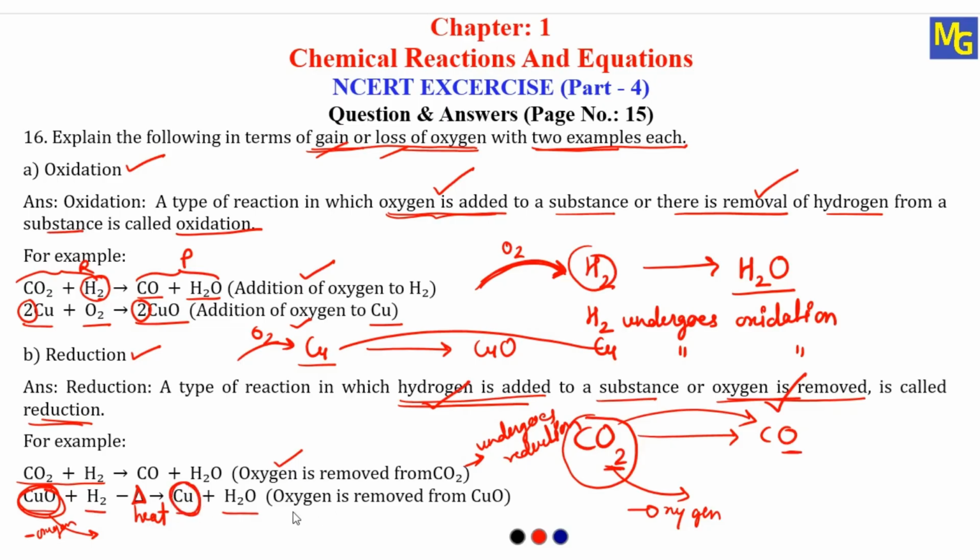And removal of oxygen is also called reduction. Therefore, oxygen is removed from CuO and CuO undergoes a reduction reaction. So these are the two examples for each term, oxidation and reduction, and these are the definitions of oxidation and reduction. I hope you will understand the answer to question number 16. Now I am going to move on to the next question.